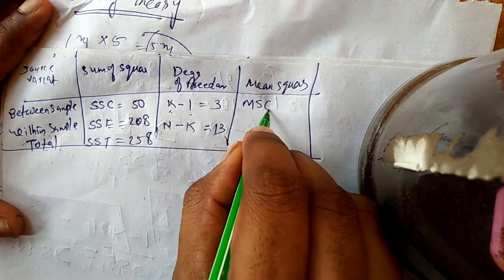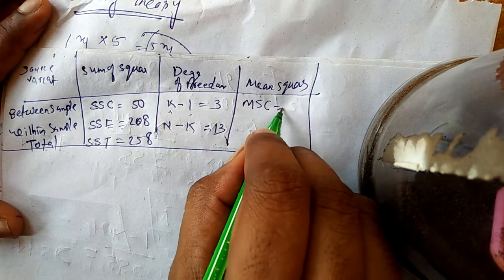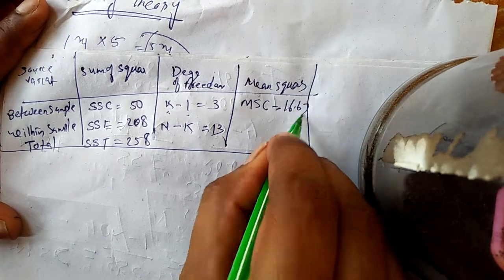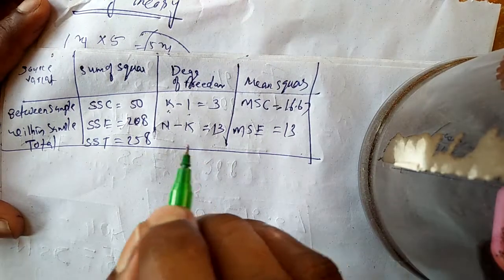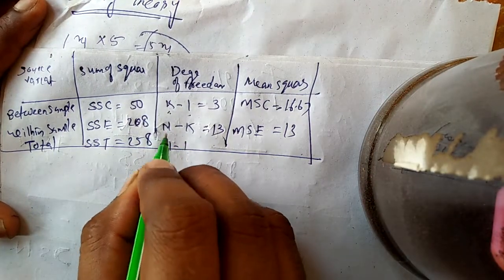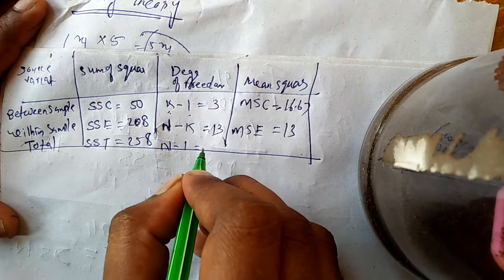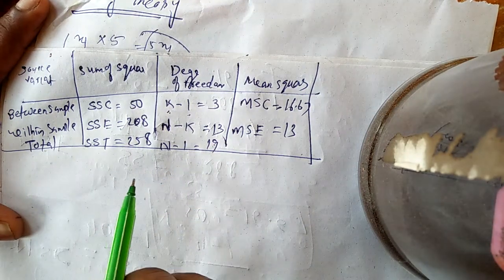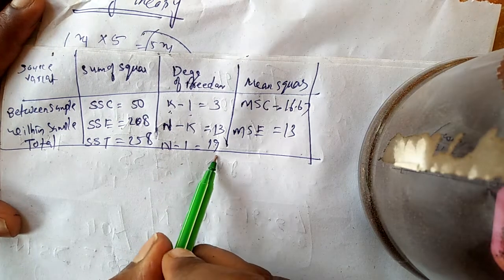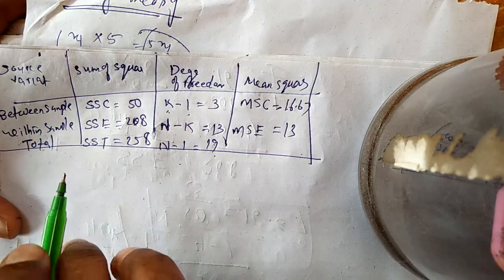Next MSC equal to 16.67. MSE equal to 13. So N minus 1 is total degree of freedom. N minus 1, that is 19. So you got the ANOVA table.